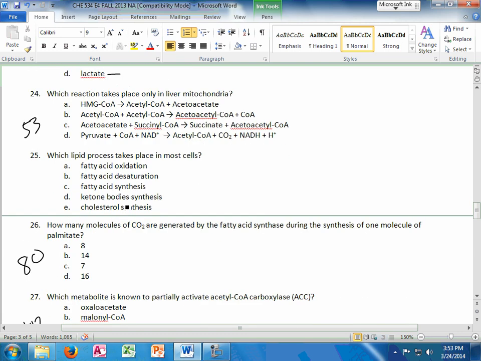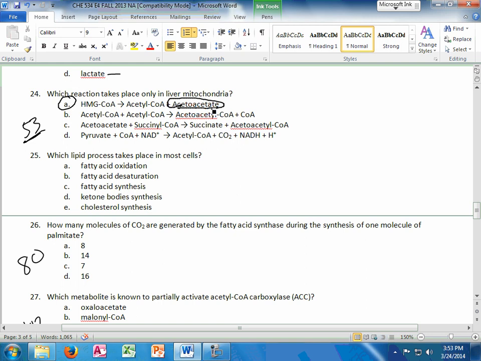Which reaction takes place only in the liver mitochondria? If you go through the reactions on this, A is the answer. So you're producing a ketone body. This is the only one where you're producing an actual ketone body. So that's how you know it's only taking place in the liver.